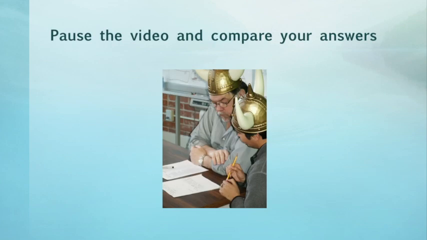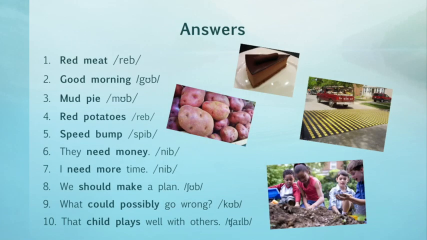So again, if you're watching with someone else or your teacher and classmates, pause the video and compare your answers. Go back and replay parts of the dictation if you need to. Here are the answers. Pause the video if you need to while you check. Couple of notes. Number 3, mud pie is a chocolate dessert. And number 5, speed bump is a raised area in a road that makes cars go slowly. It can also be called a speed hump.